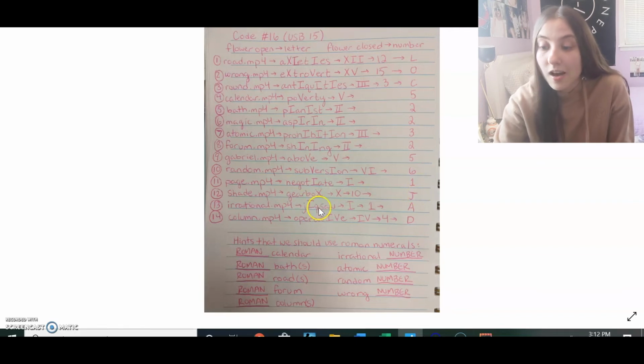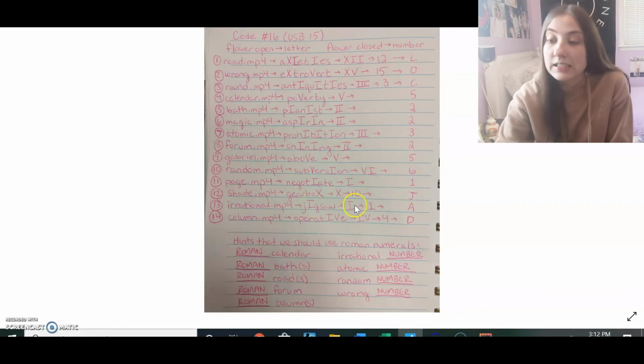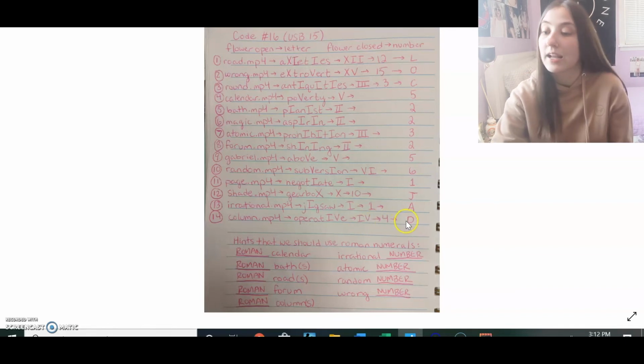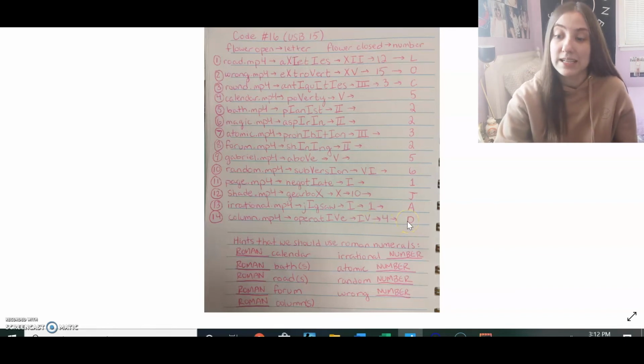And then for jigsaw, we have 1 I, so the first letter of the alphabet is A. And finally, for operative, we have an IV, and since the I is before the V, we're going to do 5. V is 5. 5 minus 1 is 4. And the 4th letter of the alphabet is D.